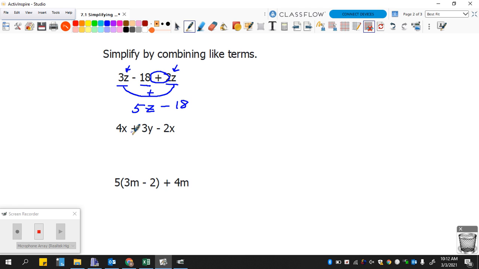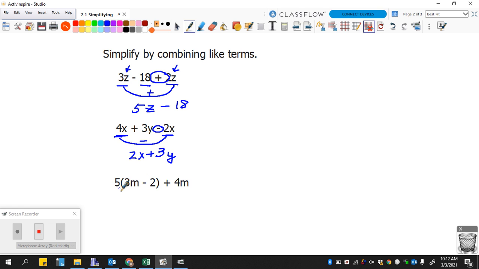Here are like terms. We have an x term, 4x, a 3y, and a 2x. So right here, once again, 4x and the 2x, combine them. You notice here it's a minus, so we're going to subtract. So 4x minus 2x is 2x. We didn't do anything with 3y because it doesn't have a like term, so we're just going to say plus 3y. All right. Once again, we cannot combine the 2x and the 3y because the 2x is an x term, 3y is a y term.